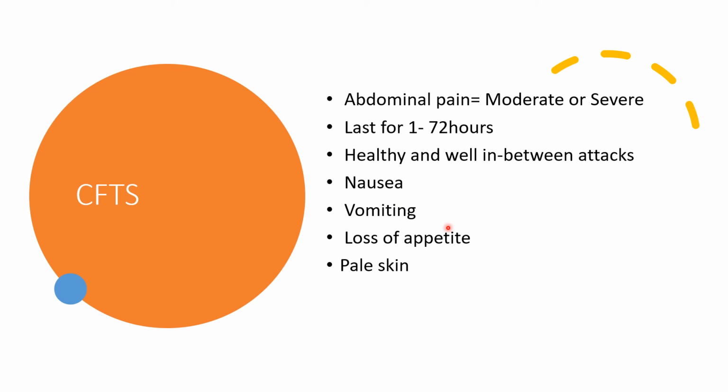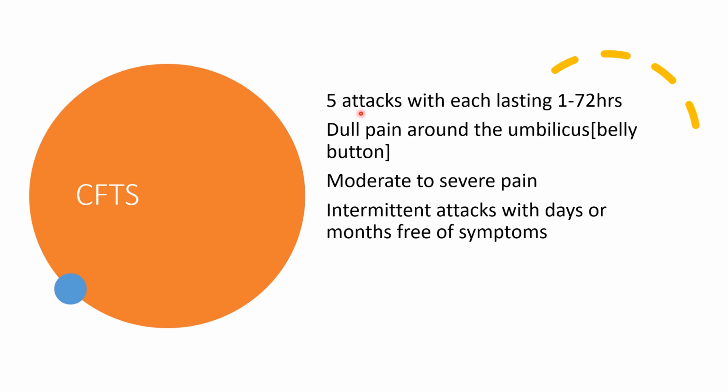So that means nausea and vomiting, loss of appetite, and they have pale skin. You may not find all this, but you need two of these: nausea, vomiting, loss of appetite, and pale skin, with the abdominal pain and the healthy period in between attacks. 5 attacks with each lasting 1 to 72 hours. Dull pain around the umbilicus. Yes, that is one clue to abdominal migraine. And in North America, we call it belly button. So pain around the belly button, that is around the umbilicus, might be moderate to severe.